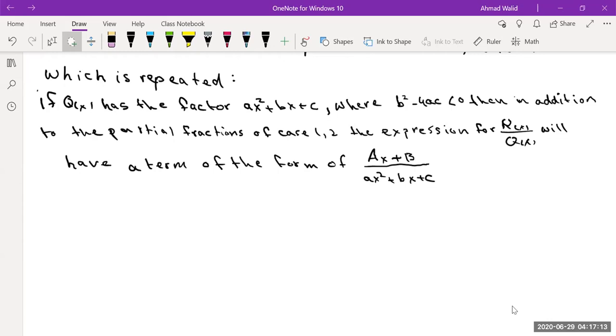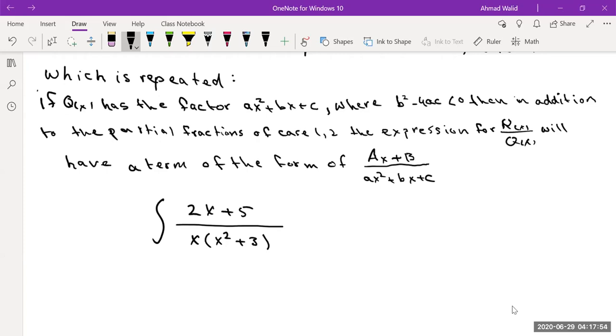For example, if I have the integral of 2x plus 5 over, let's say, x times x squared plus 3. Correct? Here, your denominator has a quadratic factor. One of the factors of the denominator is quadratic. And if you look at the determinant for this factor, it's less than 0. b squared minus 4ac is less than 0.